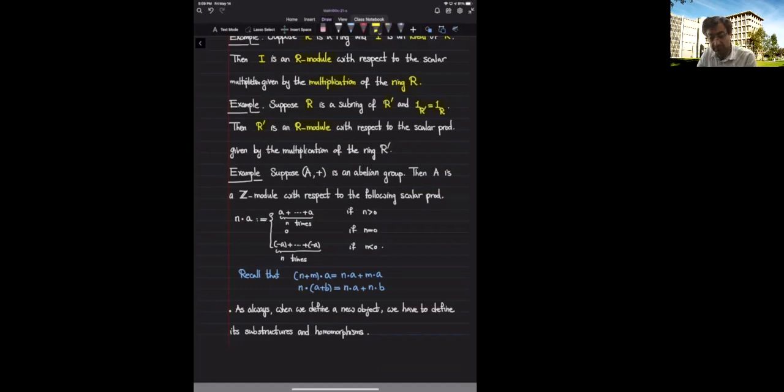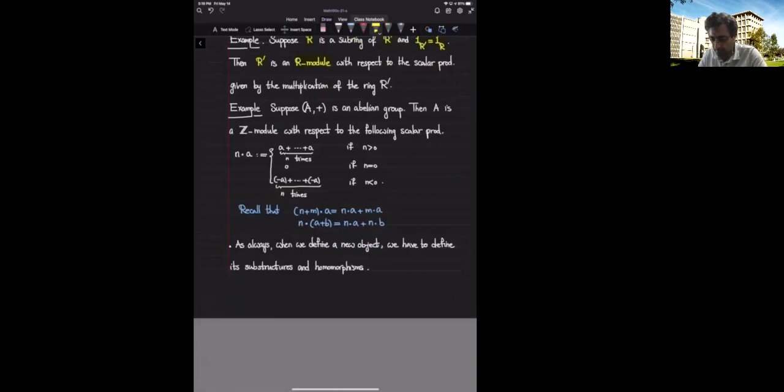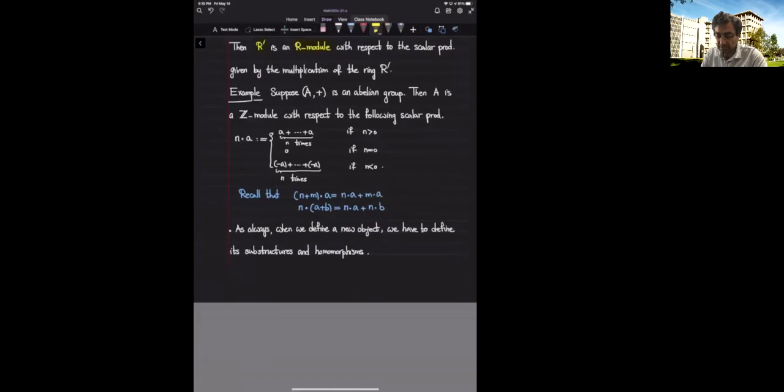So sometimes we say that R prime is an extension of R. R prime contains R as a subring, and they share the same identity. From there we can deduce that R prime is an R module, with respect to the same multiplication that comes from the larger ring.